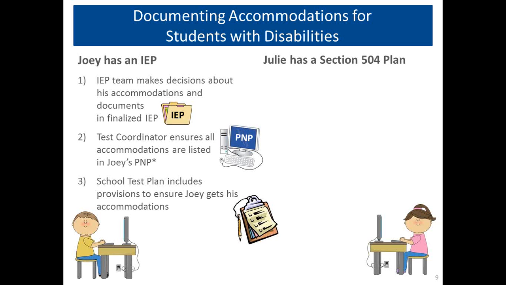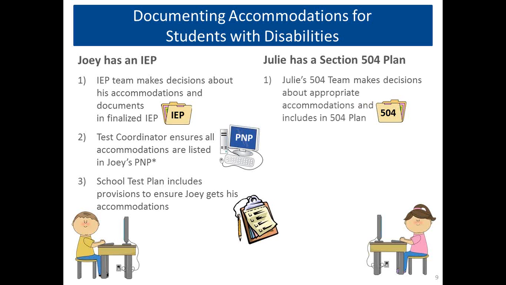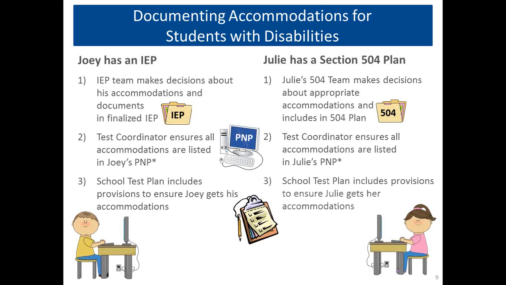Julie is a similar student. She also has a disability, but she does not have an IEP. She has a 504 plan. Similar to an IEP, Julie's team makes decisions about the accommodations and documents them in Julie's 504 plan. And then just like Joey, they are captured in the PNP. And just like Joey, the school test plan includes provisions for Julie to get her accommodations.